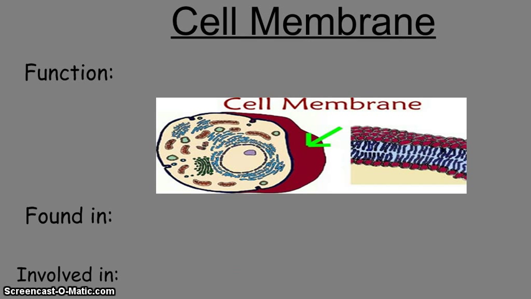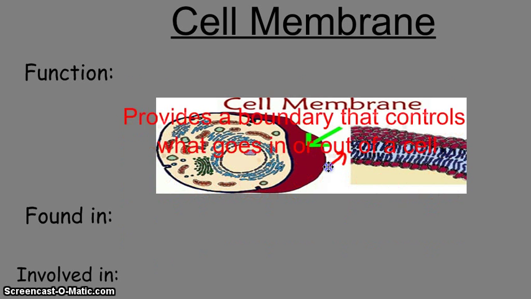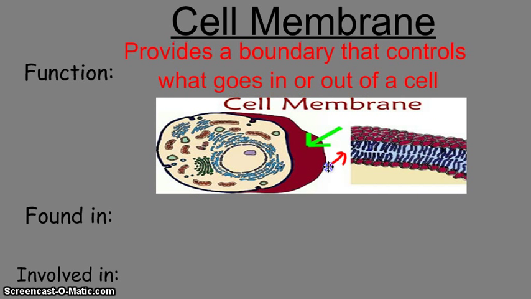The cell membrane. You can see the cell membrane in the picture of the full cell. It's the outside skin. The outside skin, when we get up really close to it, will look like a double layer. And we'll talk specifically about that when we get to cell transport. Its function is to create a boundary between the inside of the cell and the outside of the cell and control what goes in and out of the cell.